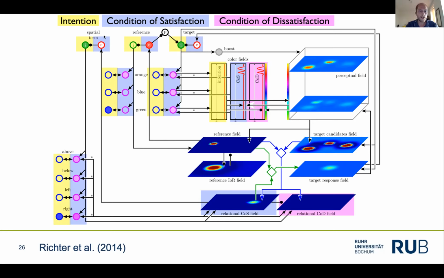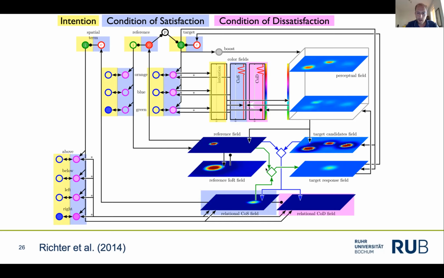The last process is the spatial turn process, and that process gates the influence of the spatial relation patterns onto the relational fields down here, and it also boosts those fields to allow them to form peaks.